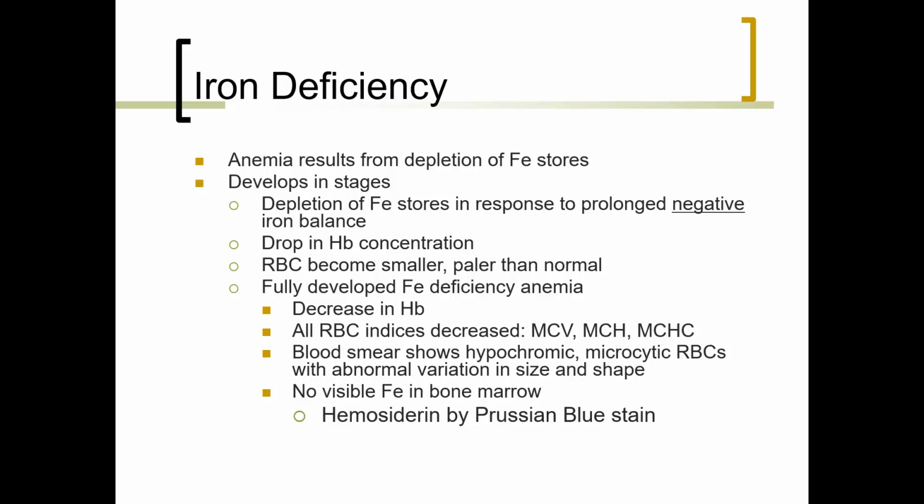Fully developed iron deficiency anemia has decrease in hemoglobin. All red blood cell indices are decreased, so mean corpuscular volume, MCH, MCHC. Blood smear shows hypochromic microcytic red blood cells with abnormal variation in size and shape. No visible iron in the bone marrow, and no hemosiderin by Prussian blue stain.